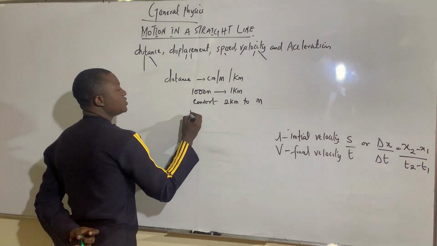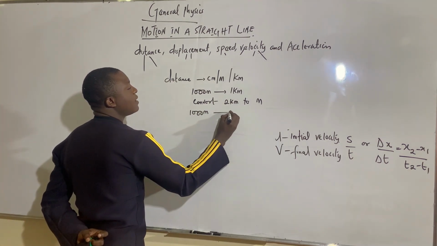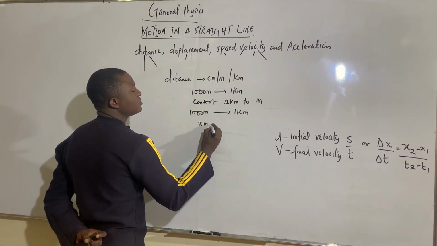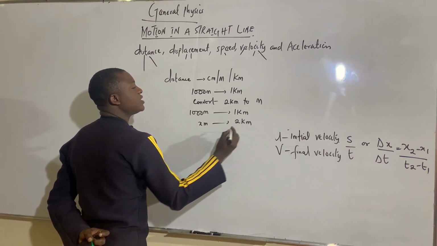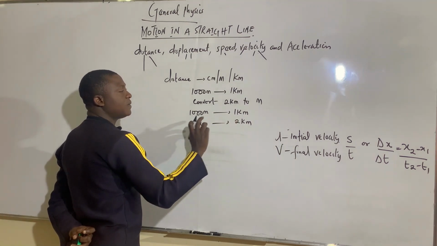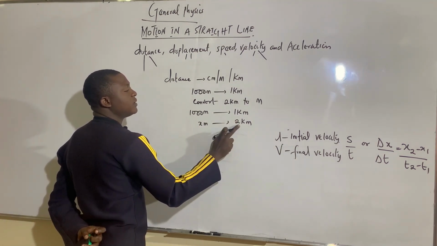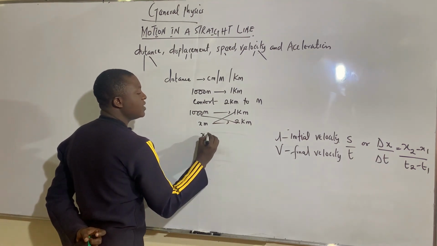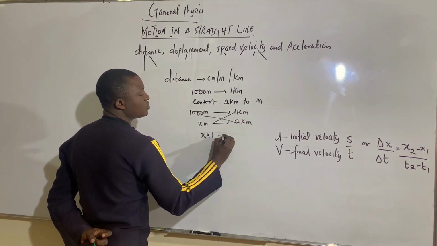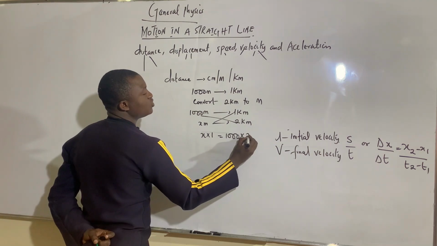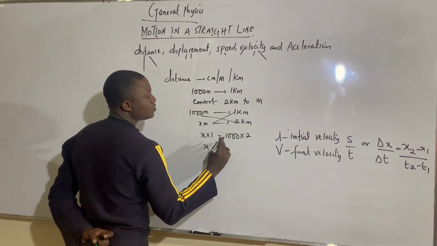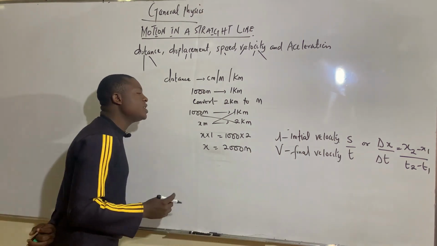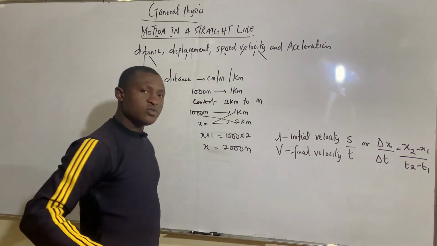So I know that 1,000 meters make 1 kilometer. So x meters will make 2 kilometers. Just like we cross multiply, the number we have here, we multiply with the one we have here. So if I cross multiply, we have x times 1 is equal to 1,000 times 2. That means x is equal to 1,000 times 2, of course, we are going to have 2,000. So meaning 2,000 meters makes 2 kilometers.